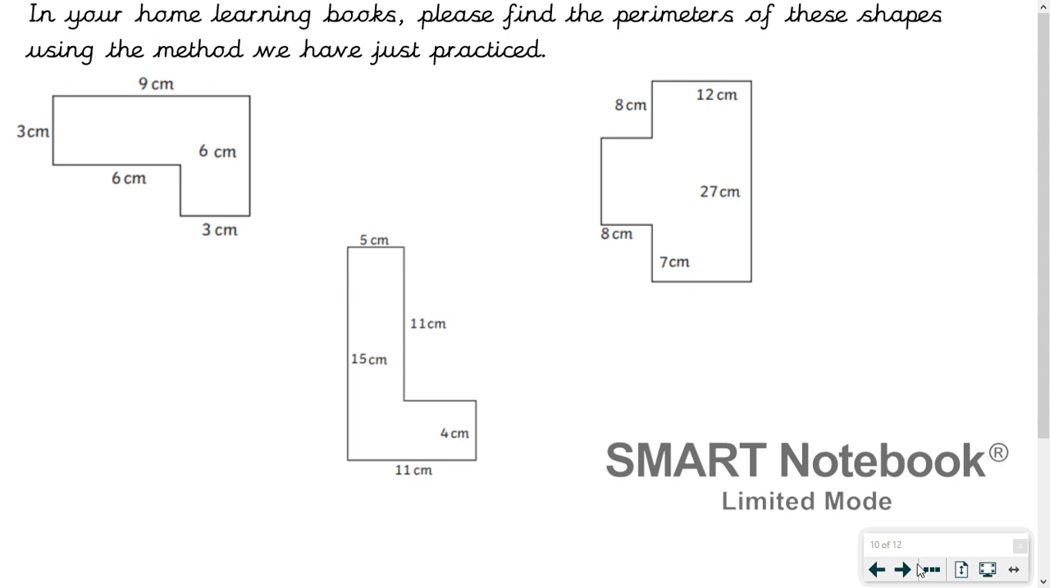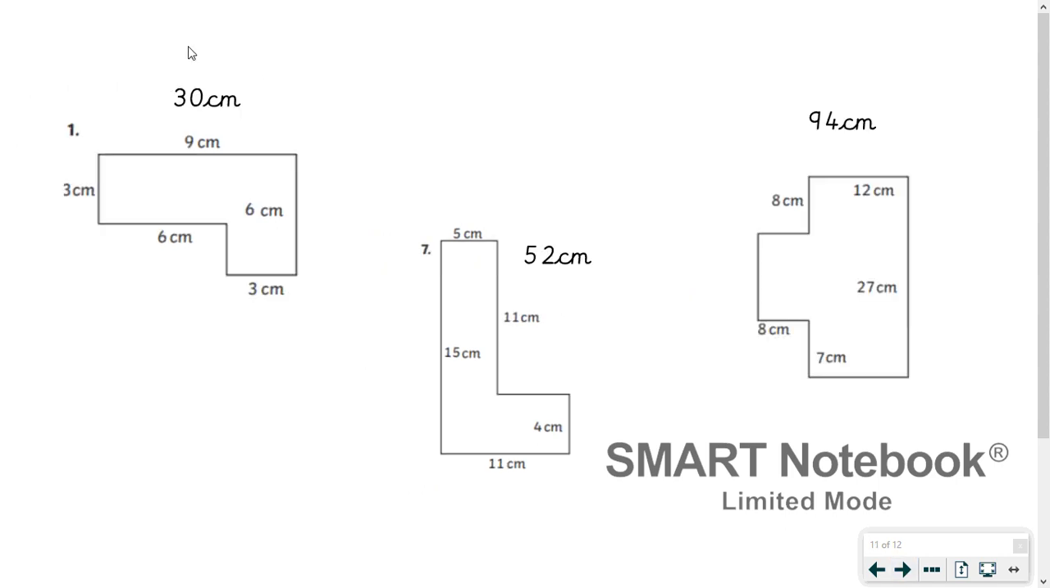Perfect, right, let's talk through the answers. So first one, a perimeter of 30 centimeters. Second one, perimeter of 52 centimeters. And the third one, a perimeter of 94 centimeters. Hopefully we did okay with those.